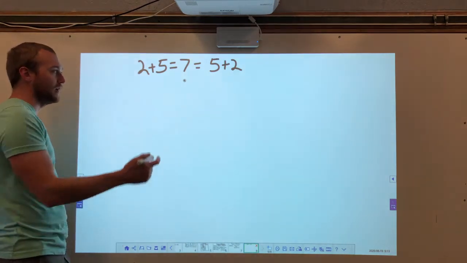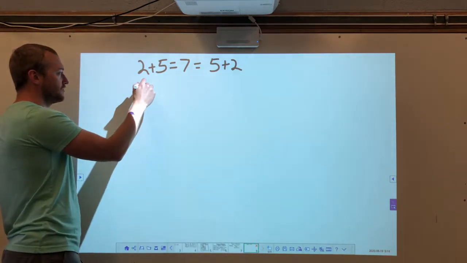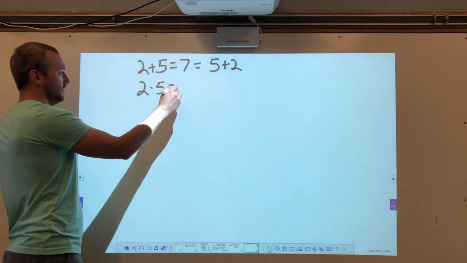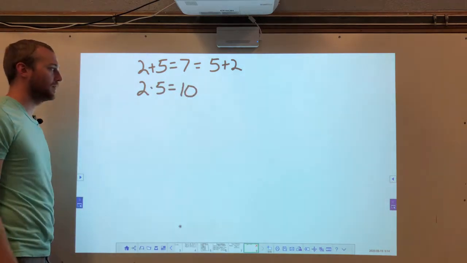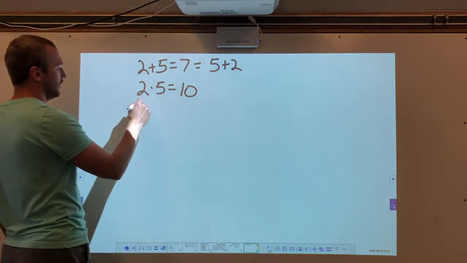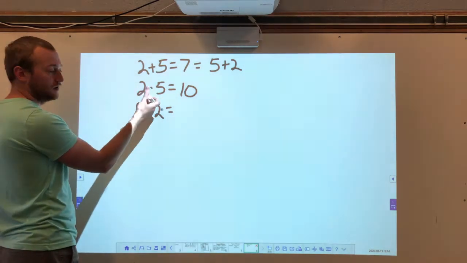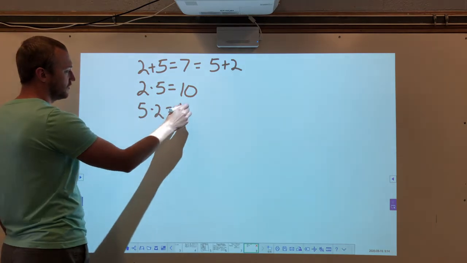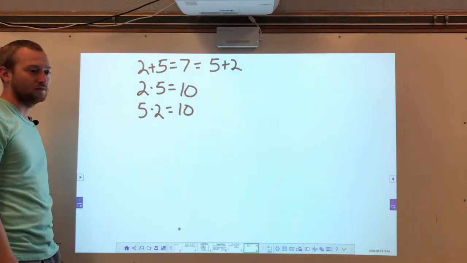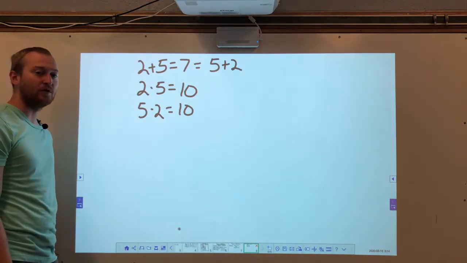If we look at multiplication, let's just use the same values. 2 times 5 gives you 10. And 5 times 2, again switching the order of my numbers, also gives me 10. So that's just a quick example of the commutative property.